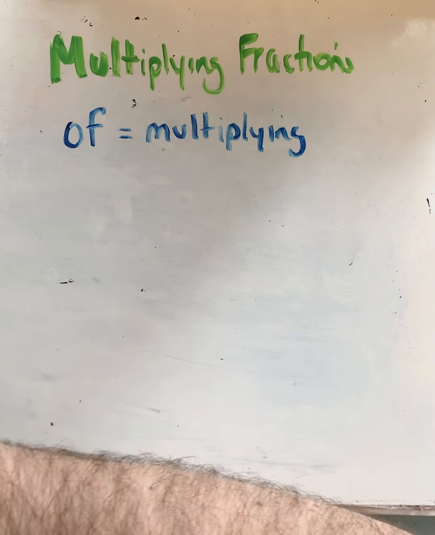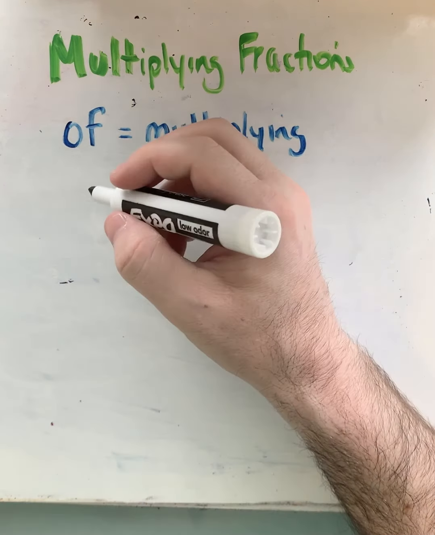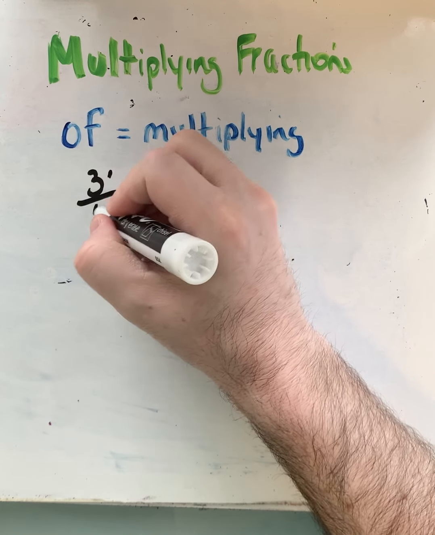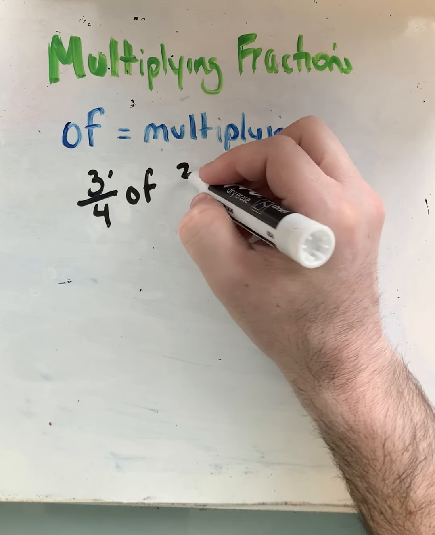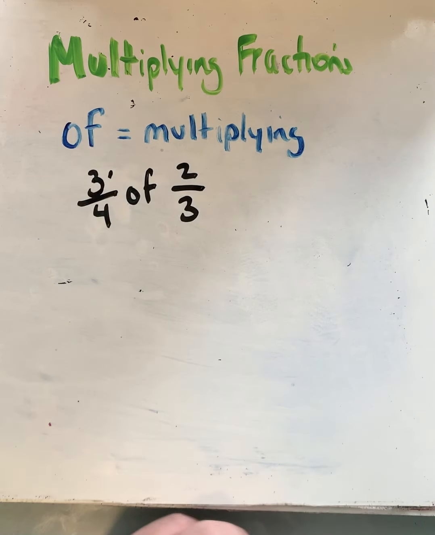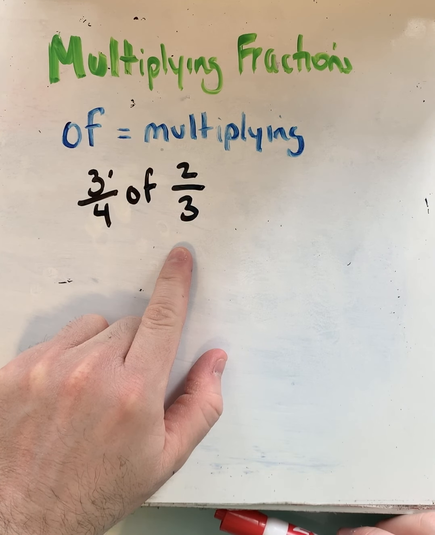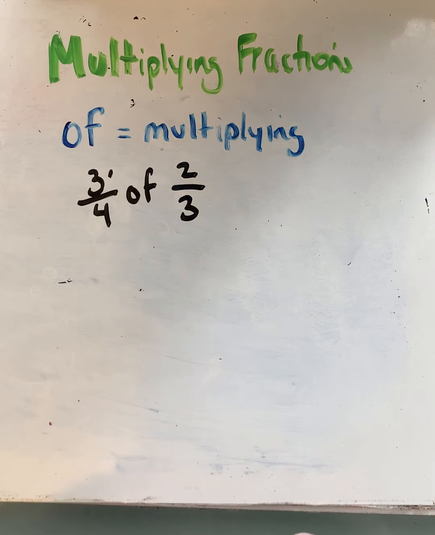So for those people who are visual learners, let's say that I got the question, 3/4 of 2/3. And I was asked to visually represent this. You always draw the second fraction, the one after the "of," first. So let's say that I have this idea of it's 2/3.